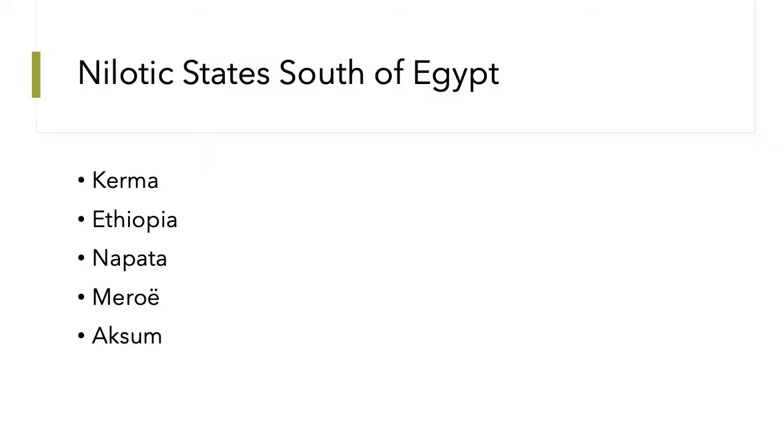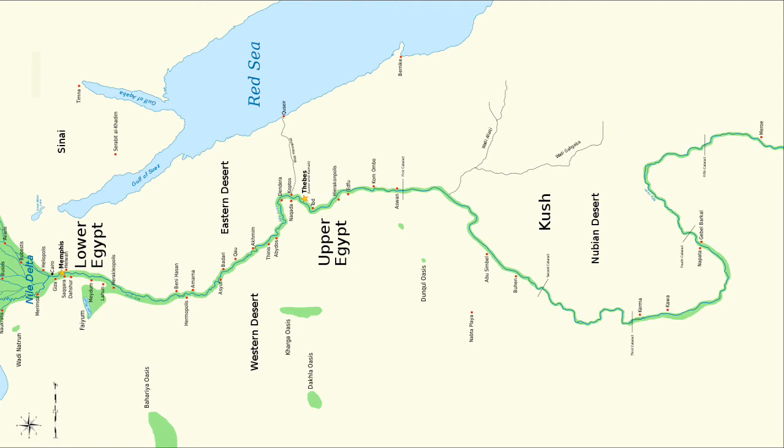I'm going to briefly touch on some of the Nilotic states south of Egypt here. For one, you have the site of the early state of Kerma. I have the map of the Nile turned 90 degrees counterclockwise here. But if you look here on the map, you've got Lower Egypt on the left, Upper Egypt in the middle, Kush in the south, the Nubian Desert. And if you look right there, before the Big Bend, you have the third cataract of the Nile, and you can see the location of Kerma right there.